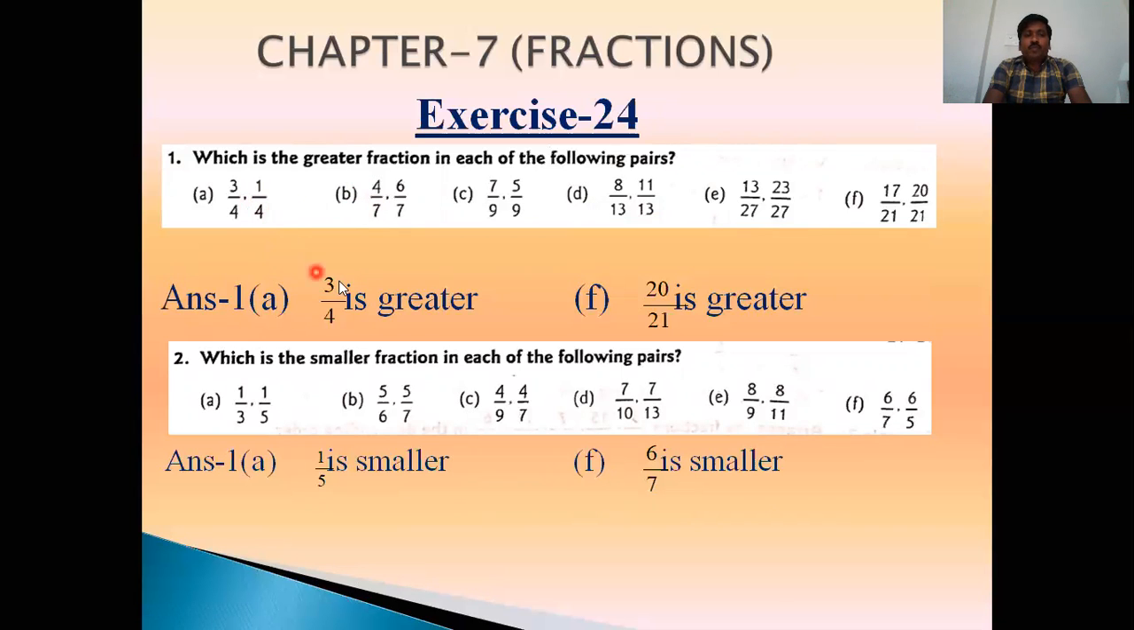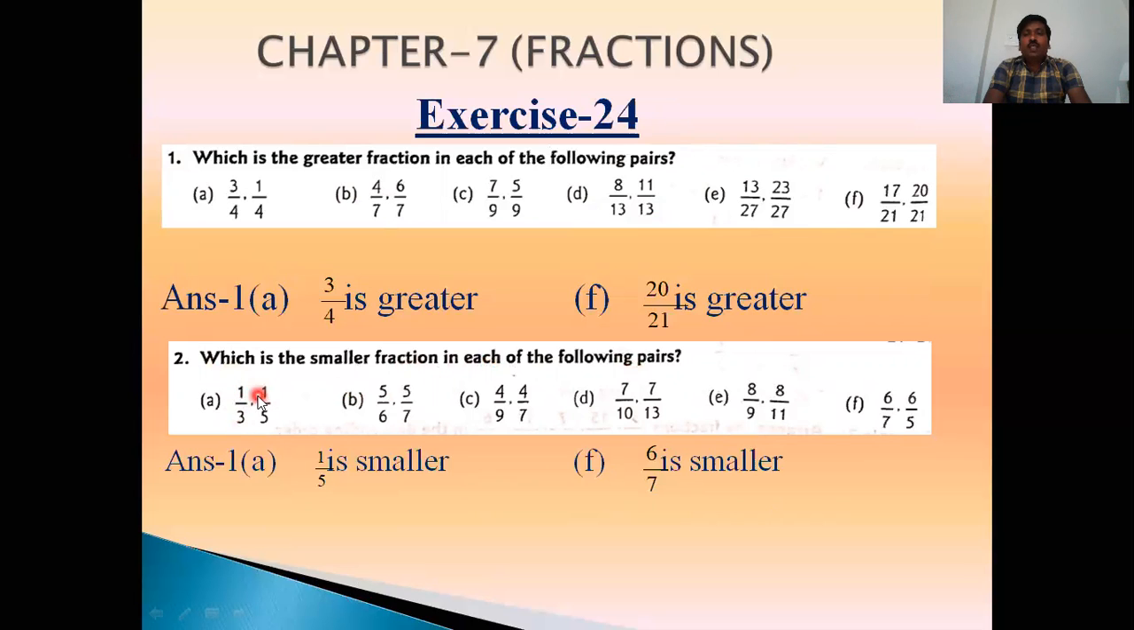3 by 4 is the greater because the denominators are equal. We have already discussed this in the previous slide. Here the denominators are the same, so we compare the numerators. Which numerator is greater? 3. 3 is greater than 1, which means 3 by 4 is the greater. And the same type of question, number F, 17 by 21 and 20 by 21. Now 20 by 21 is the greater. And now another question: which is the smaller fraction in each of the following pairs?